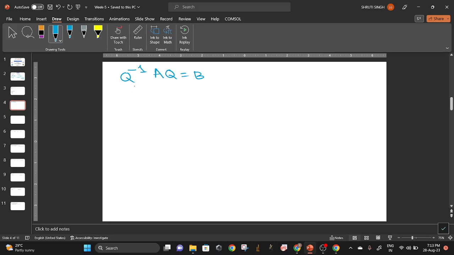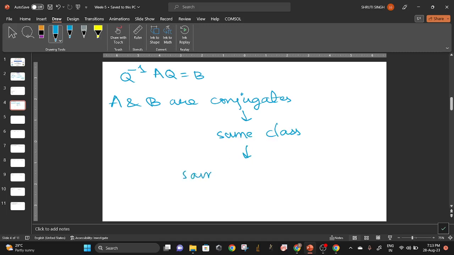So simply we can see that by similarity transformation we find conjugates of one element to the other. So A and B are conjugates, and we know that conjugates belong to the same class. There is also a consequence of elements belonging to the same class, that is they have the same character or trace. Character is also known as trace.